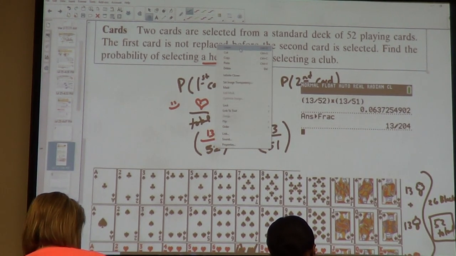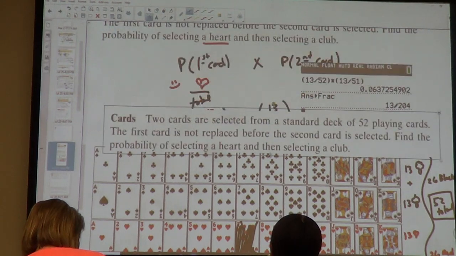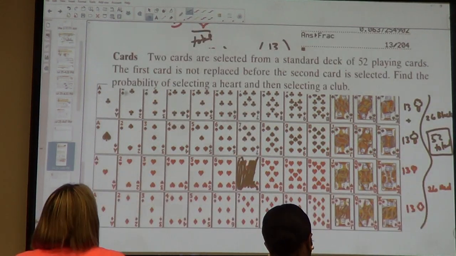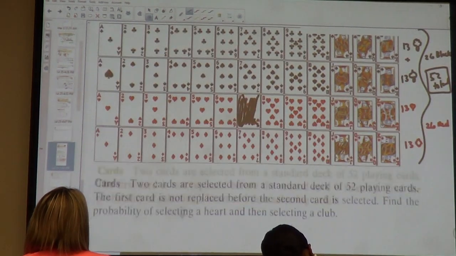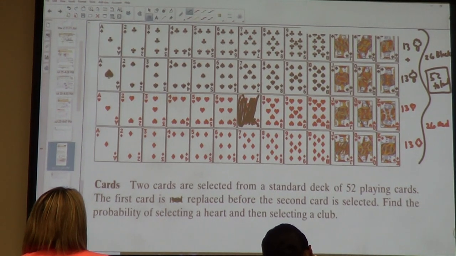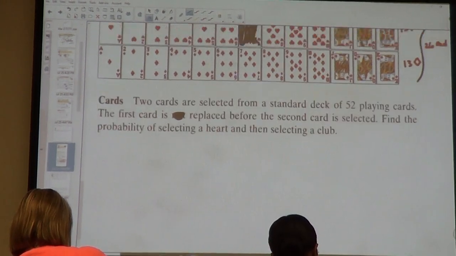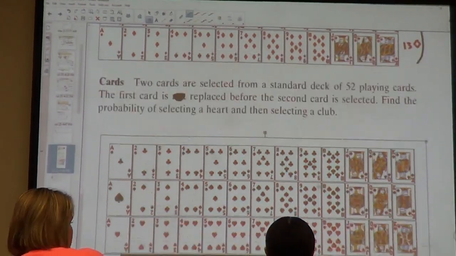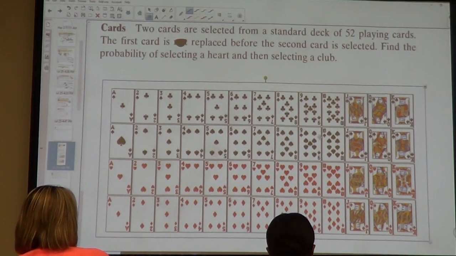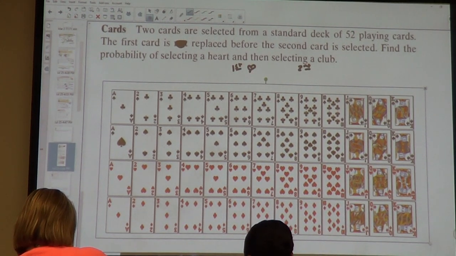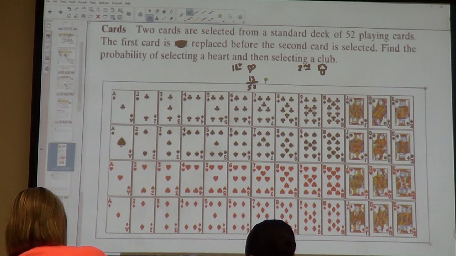What if I would have taken the same problem? I'm going to do this one several different ways just to make sure you understand. What if I would have said is replaced? What if I do the same exact problem, and this time I say is replaced? The bottom stays the same. So for my first card I want a heart, and the second card I want a club. Okay, so my first card is still 13 out of 52.